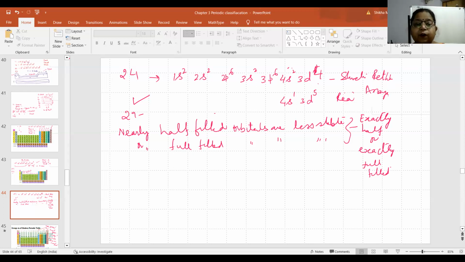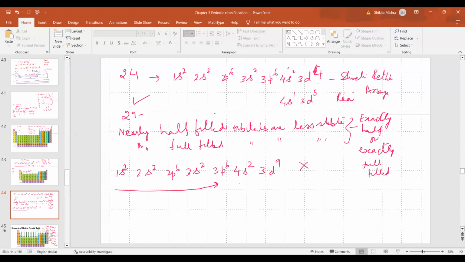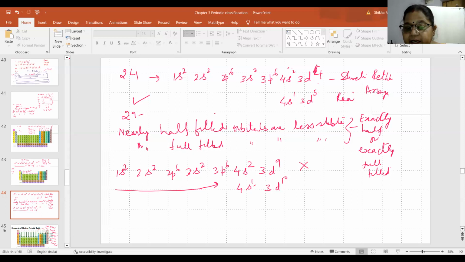Similarly, if I write it for 29, according to above, we should be writing it as 1s2, 2s2, 2p6, 3s2, 3p6, 4s2, 3d9. But this is incorrect. It has to be 4s1 and 3d10. That is how this one will become exactly half filled and this one will become exactly fulfilled.